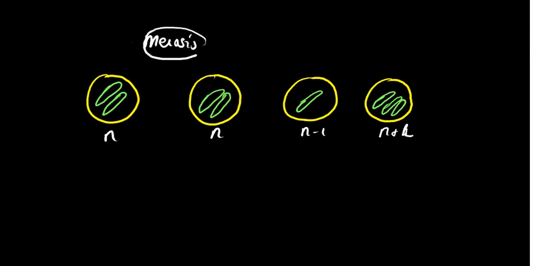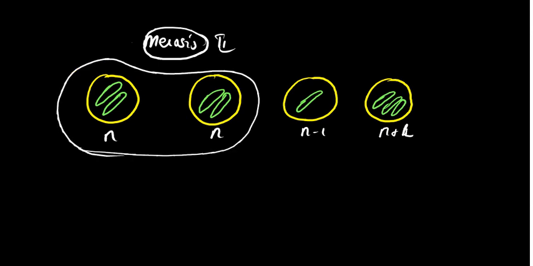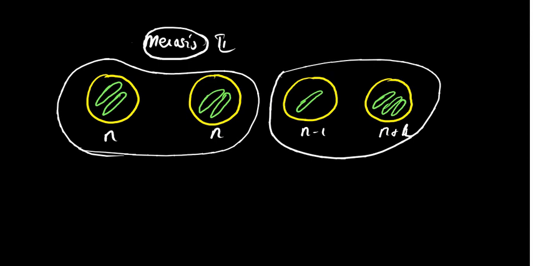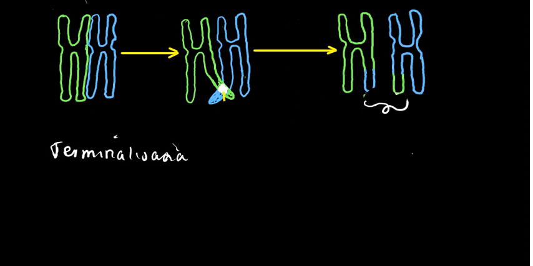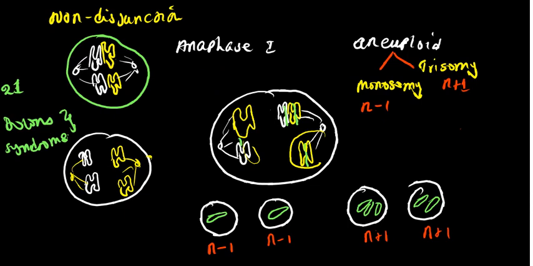So you can see that when non-disjunction takes place in meiosis 2, there is a probability of producing 2 normal cells and 2 abnormal cells. Whereas when non-disjunction takes place in meiosis 1, all the cells are going to be abnormal, as we have seen here.